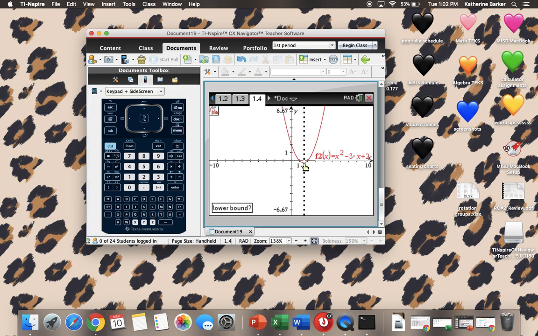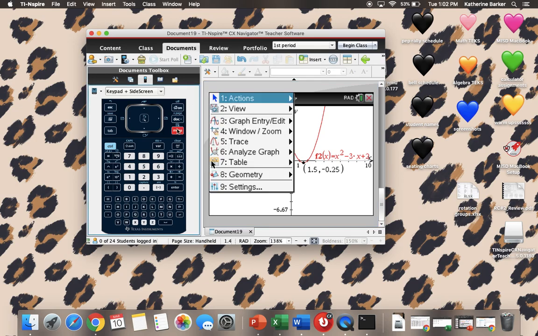You can see right here it's a minimum. Lower bound goes on the left, upper on the right. There's your vertex right there, 1.5 and then negative 0.25. There's our vertex. Now our zeros, remember those are our solutions, roots, x-intercepts, zeros. They're all the same things.